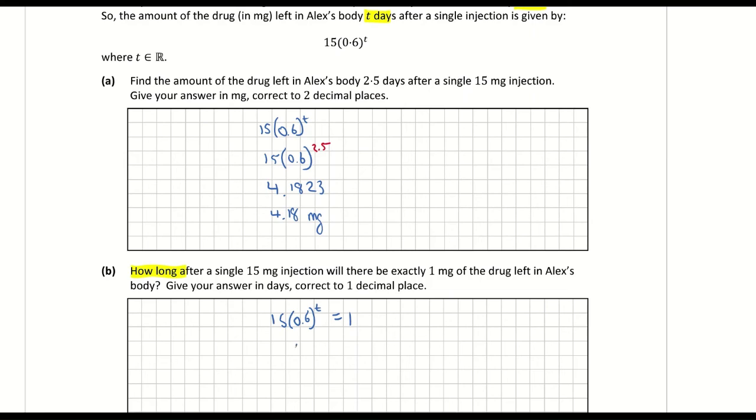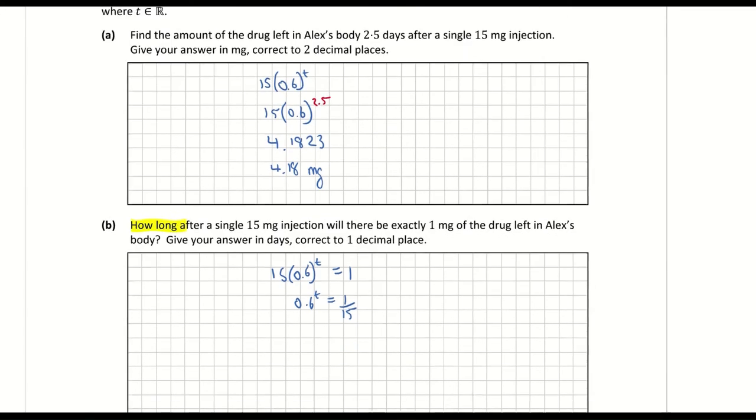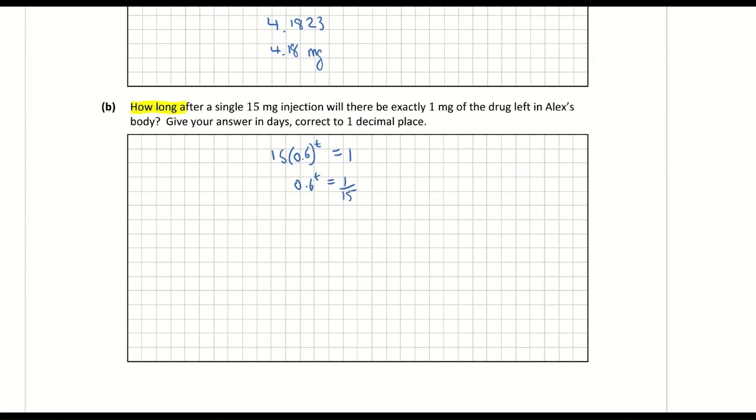I'm going to solve this now. So first thing I'm going to do is divide across by 15. So that gives me 0.6 to the power of t is equal to 1 over 15. I'm then going to go to my log tables from page 21 now and use the rule at the top right hand corner of that page, which is given as a to the power of x is equal to y is the same as log y to the base a is equal to x. So that's the rule I'm using here now.